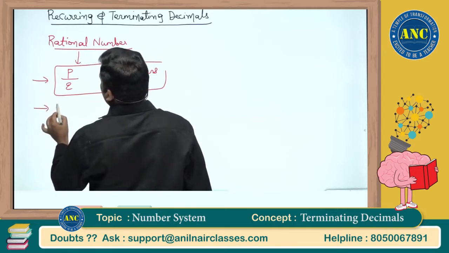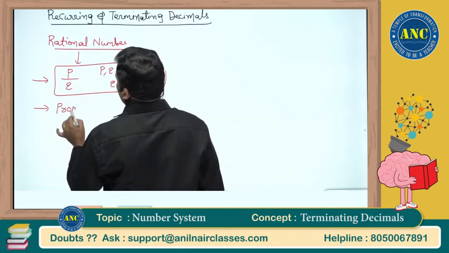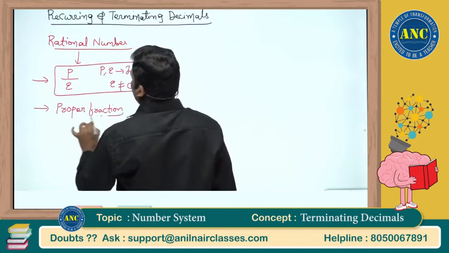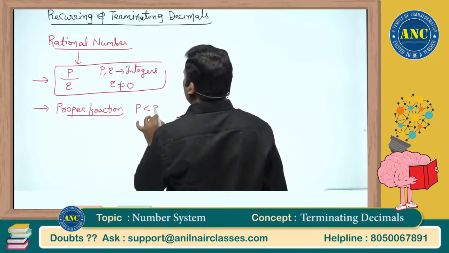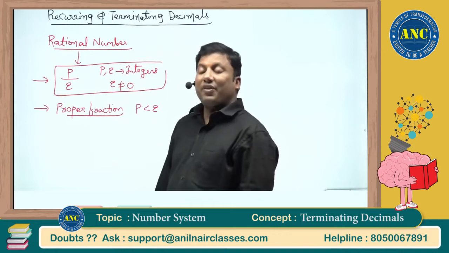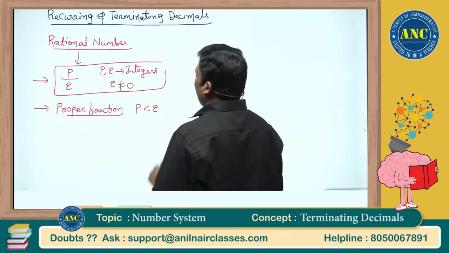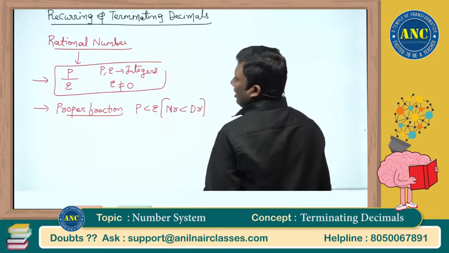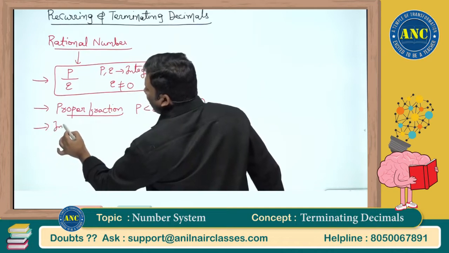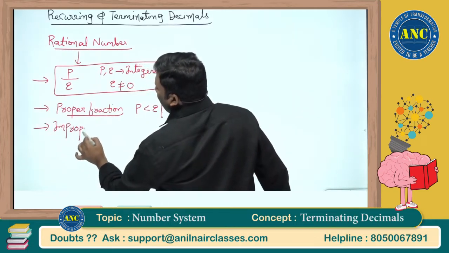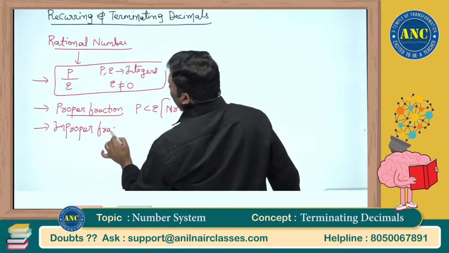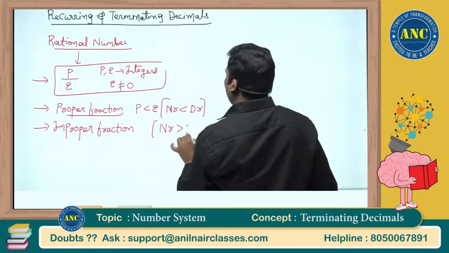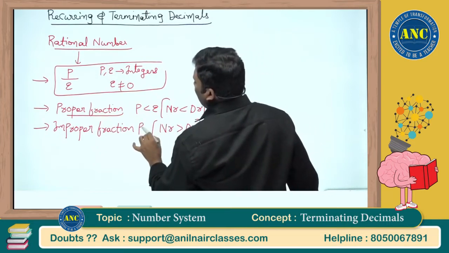Second point, proper fraction. Listen carefully, sir. A proper fraction is a fraction where P is less than Q, that is, the numerator is less than the denominator. Improper fraction: it is not proper. That means the numerator is not less than the denominator; the numerator is greater than the denominator.